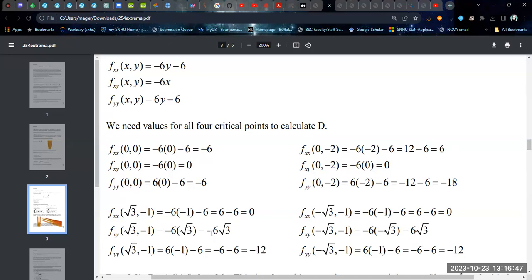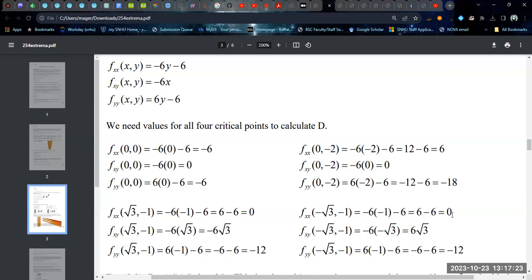And then I do the same thing down here. My positive square root of 3 and negative 1. I only have a y here, so I plug that in. I end up with a 0. And here, I'm going to plug in the same thing. I'm going to get this crazy square root of 3, but that's fine. And then here, I'm going to plug this in, and I'm going to get negative 12. But 0 times negative 12 is 0, and so I'm going to subtract my mixed partial, and I'm going to get a negative number.